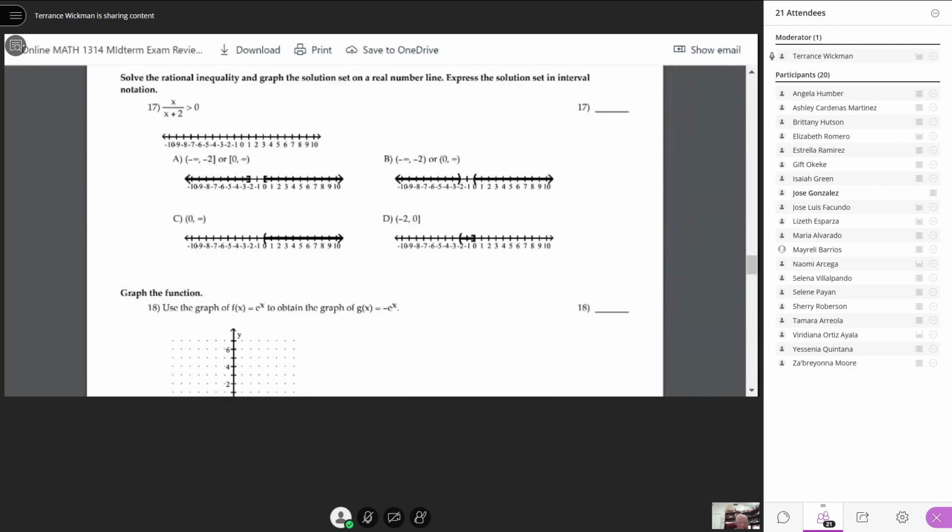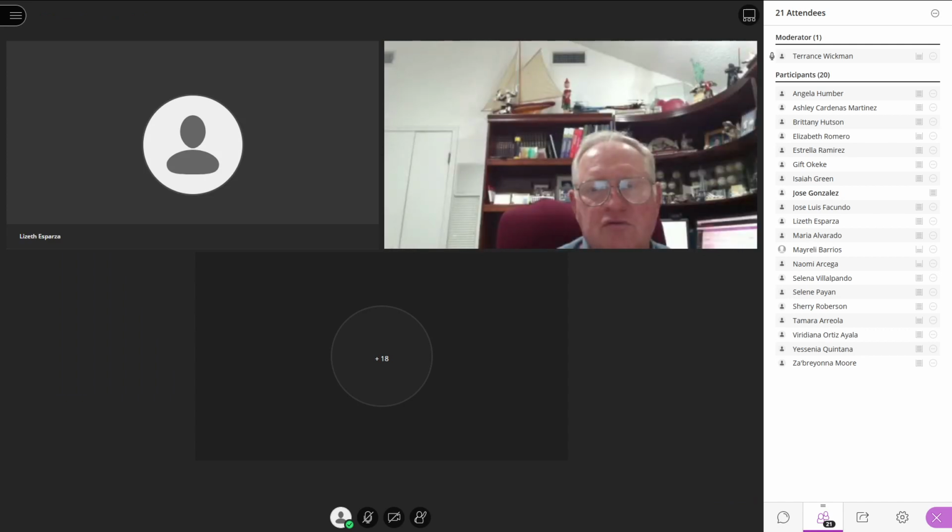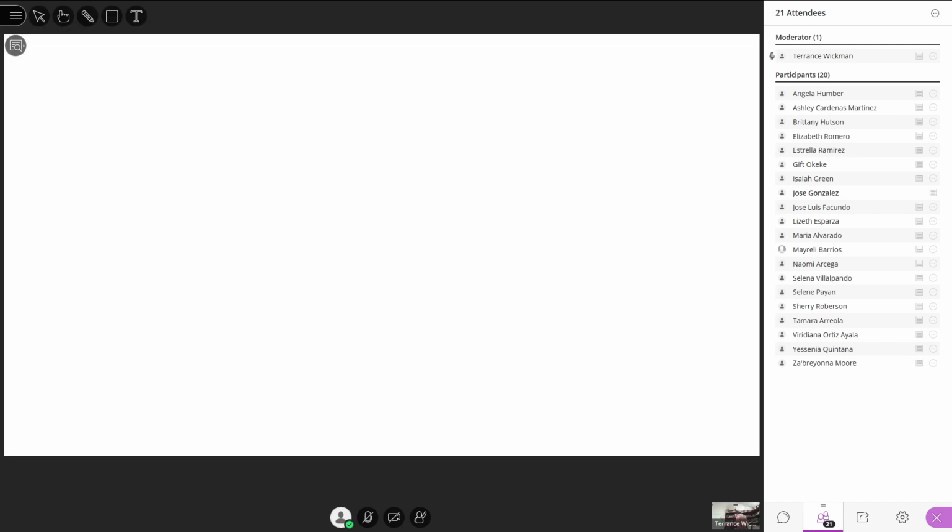17 is not hard. You solve these problems as if it's equal to 0. This is an easy problem, but only if someone explains it. With x over x plus 2. First of all, we know that the denominator cannot be -2. So we're going to solve this as if x is greater than 0. That's the solution. We're going to do the numerator by itself.